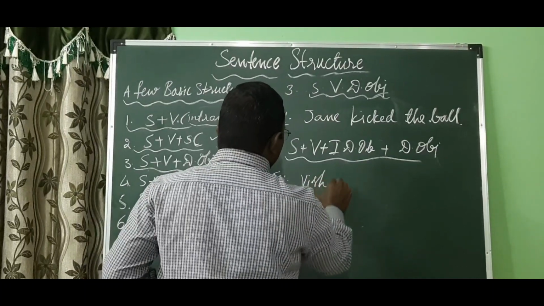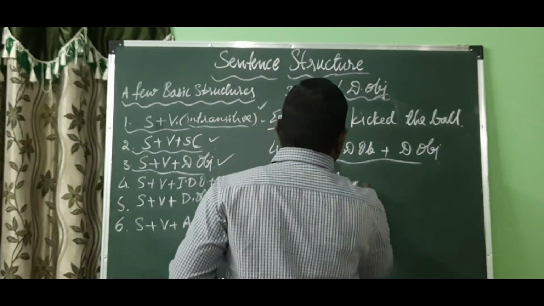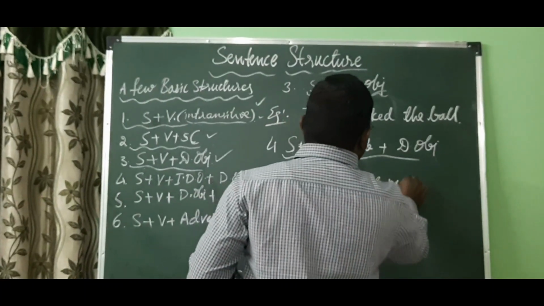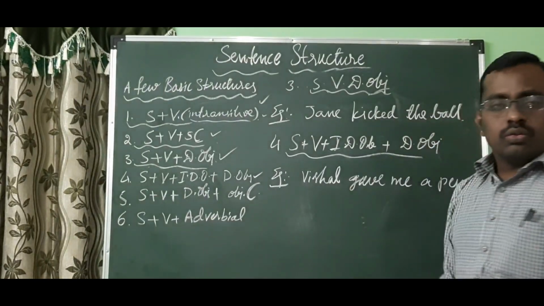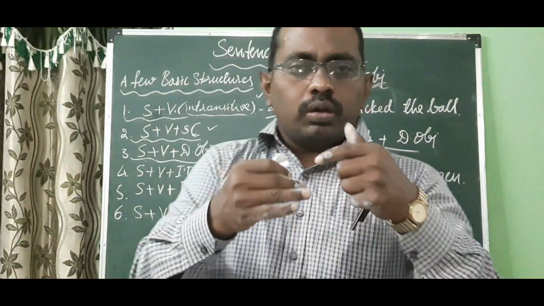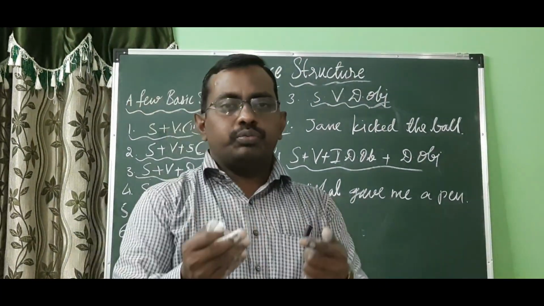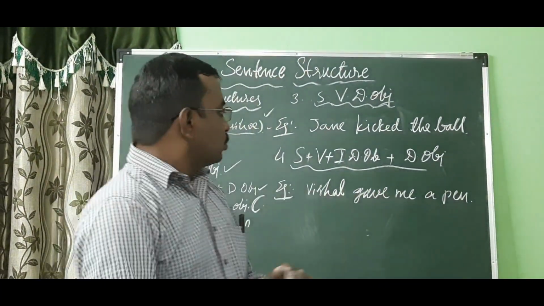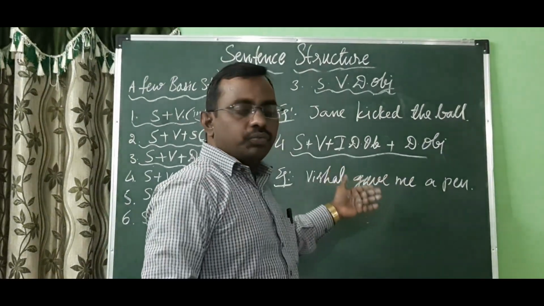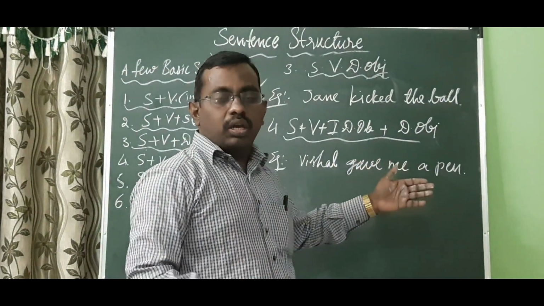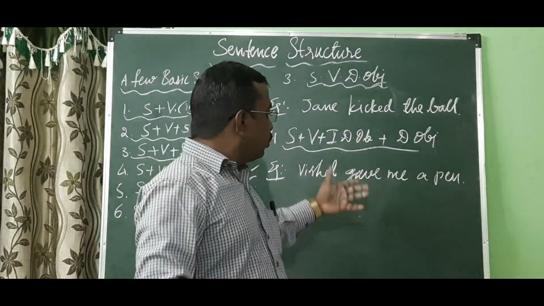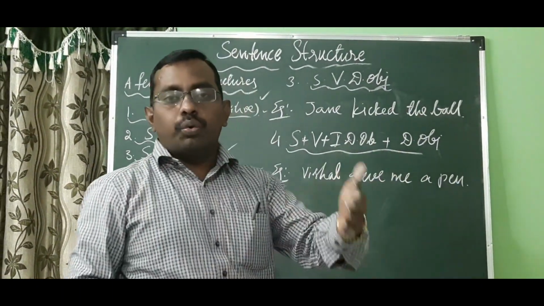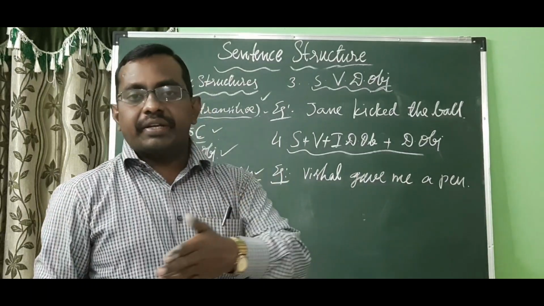Vishal gave me a pen. So here we have two objects. How do you identify them? Asking the verb, questioning the verb with what you receive, you get the direct object. Asking the verb for what, for whom, you get the indirect object.